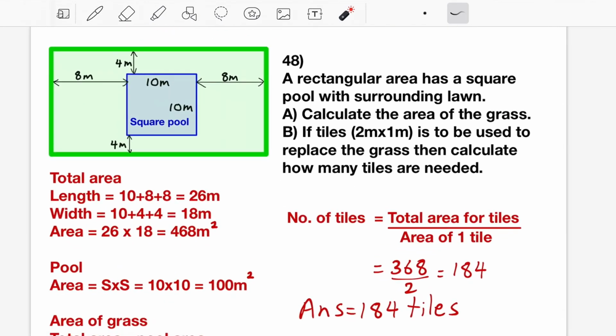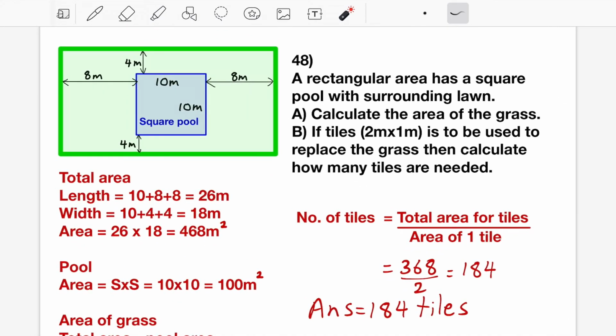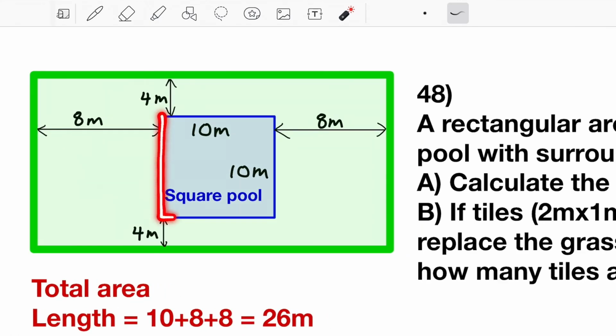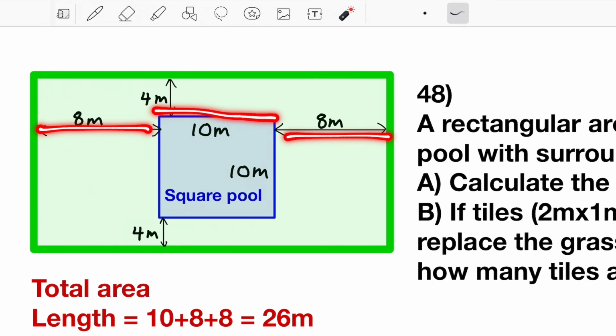Number 48. Calculate the area of the grass. So the grass is a green area. Okay, so let's start by calculating the area of the grass. We know inside here is 10 by 10, it's a square pool. On the left we have 8 meters this way and 8 meters this way. So that's 8 plus 8 is 16 and 10 is 26. So this length here is 26.